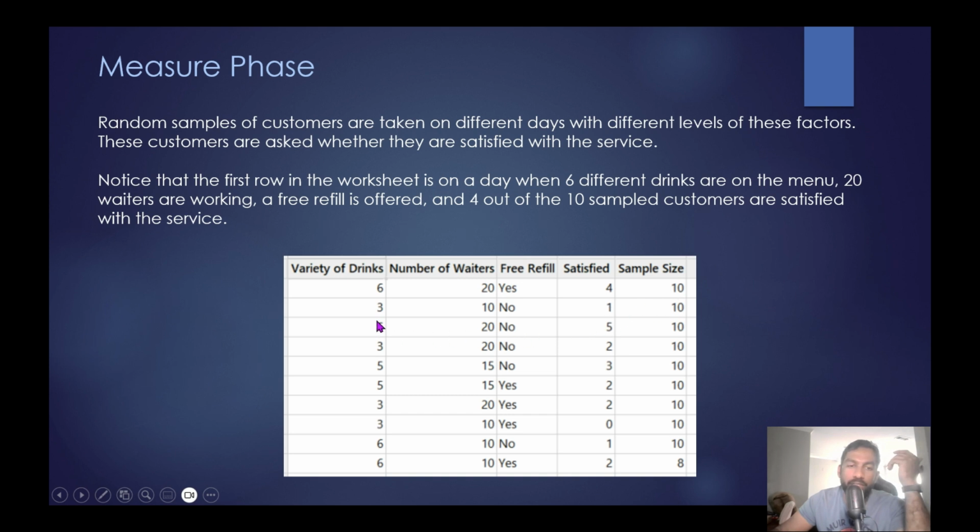And similarly, when the variety of drinks was 3 and the number of waiters working was 10 and no free refill was provided, only 1 out of 10 customers was satisfied, and so on and so forth. So here's the data. That essentially was our measure phase, where all this data was collected for different levels of the factors.